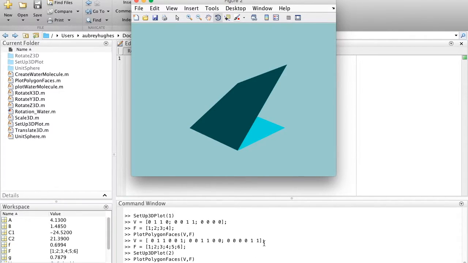So you'll have an 8 by 3 matrix, or 3 by 8, sorry, 3 rows, 8 columns. And then your F matrix will have 6 columns. It'll be a 4 by 6 matrix because you have 6 faces. Each F column represents a face.